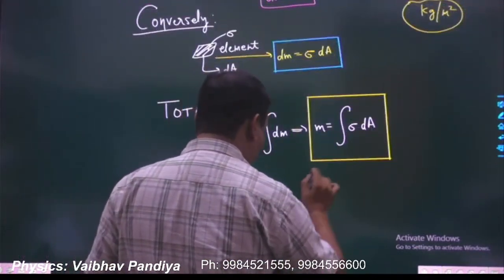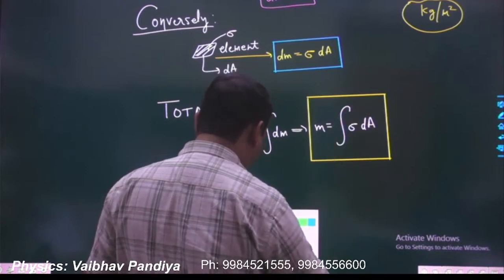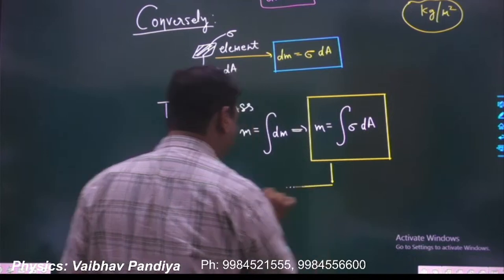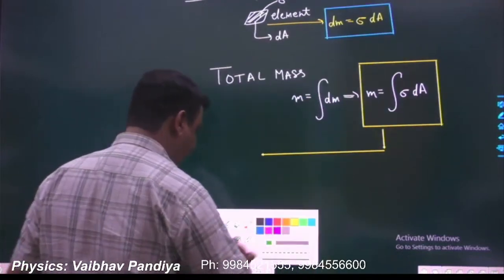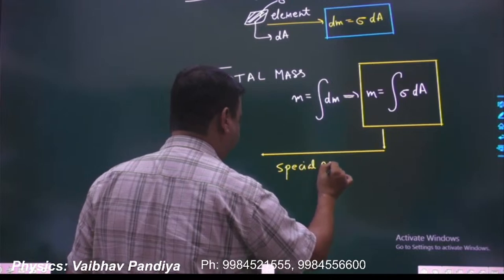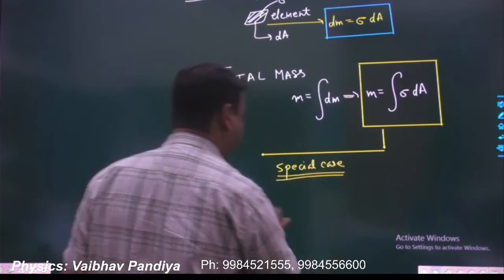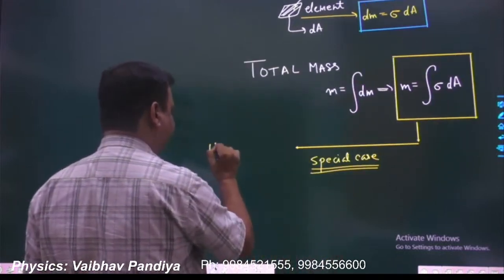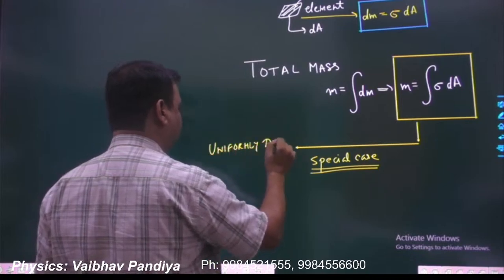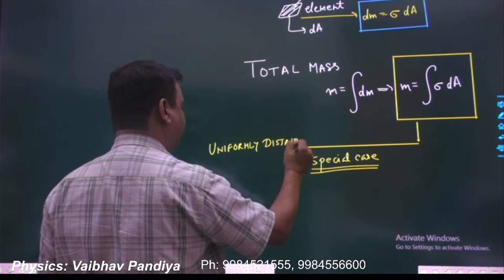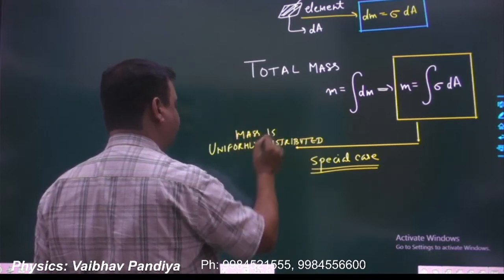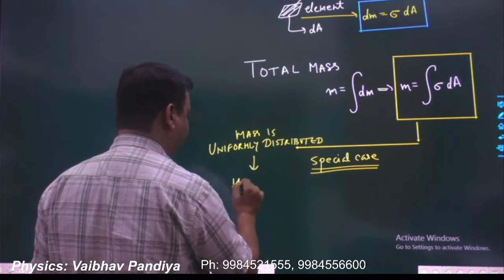Now here the question arises whether sigma will come out or not. So it depends on the nature of the object. Now if you take a very special case, as we have done in linear mass density, if the mass is uniformly distributed, such an object is called homogeneous.